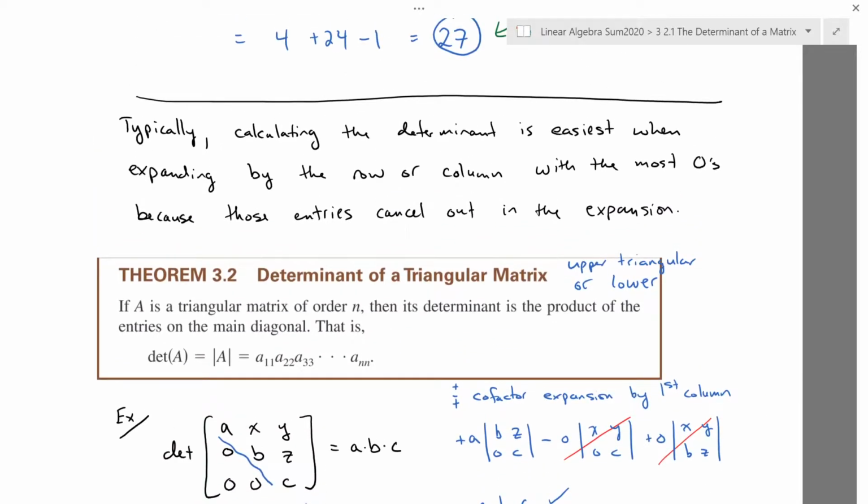One more thing to keep in mind is that when choosing the row or column to expand along, typically you can save a lot of time if you choose the row or column with the most zeros. Because as you can see, when you have 0 entries, those terms cancel out when you do the expansion.